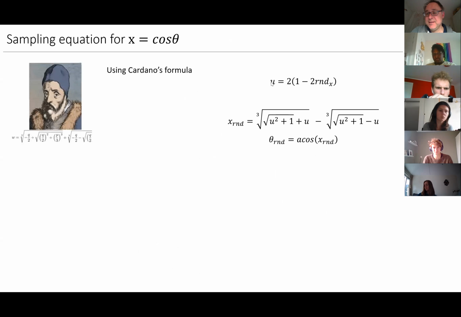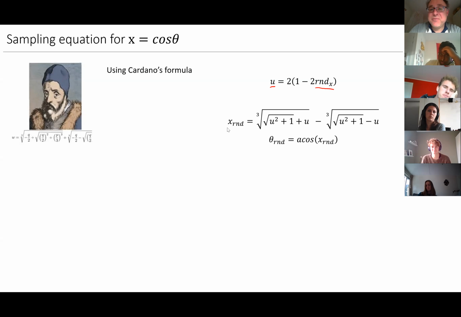So first we calculate an intermediate parameter u here that depends on the uniformly drawn random number, and then there is some additional calculation with a lot of cube roots and roots that transforms these values of u into a value of x, of cosine theta. And if you really want to have theta itself, then you can still take the arc cosine, the inverse cosine. So it can be done.